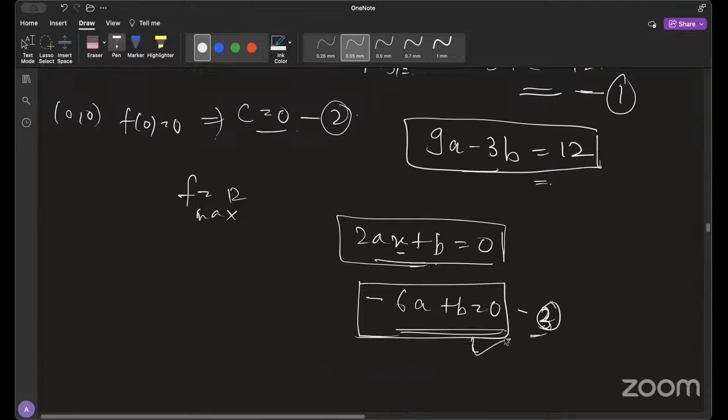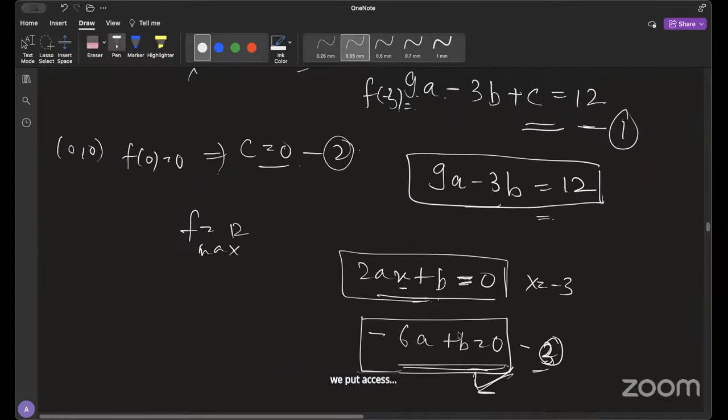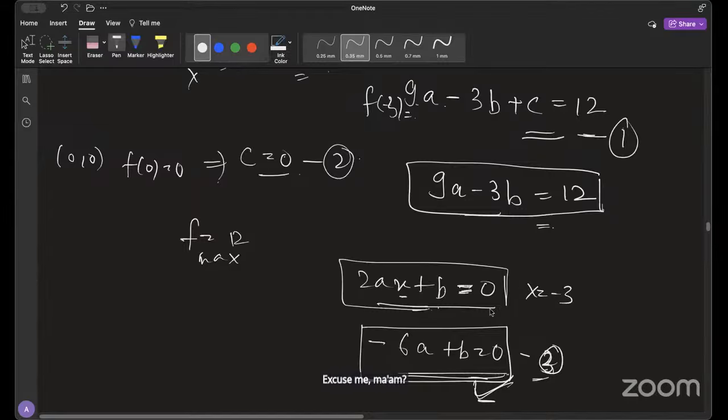Is this one okay to everyone? A student asked why we can't put x equals 1 here. We've put x equals minus 3 in this equation to get this one. Because this is the slope, and at the highest point, your slope is 0. That's why.